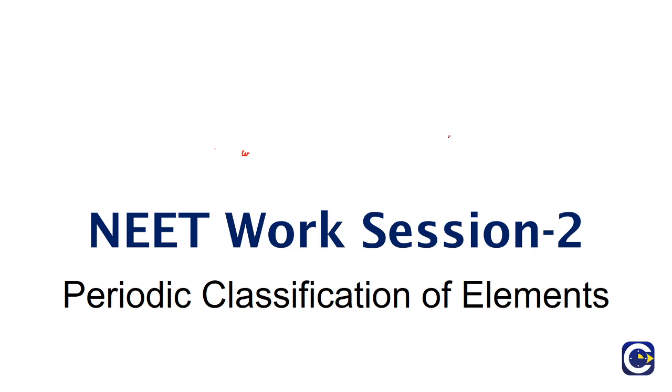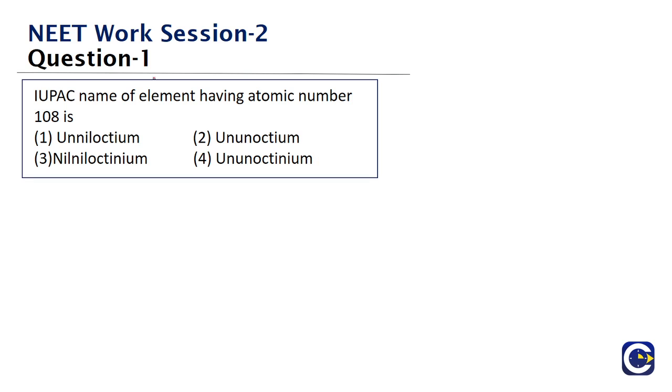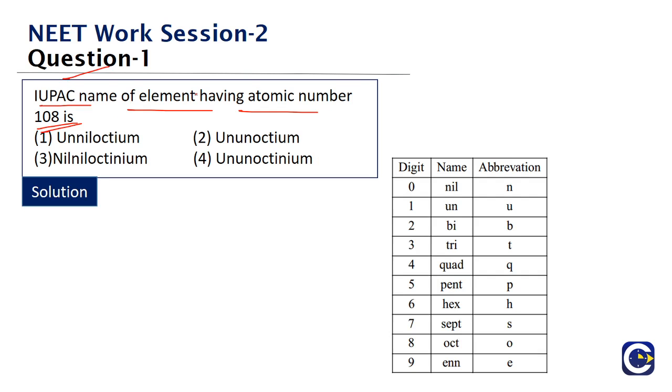Okay, so we'll start with the first question. This is the question on the IUPAC naming of the elements. IUPAC name of the element having atomic number 108. So how will the IUPAC names be given? We have the digits, the corresponding name, and the abbreviation. Here we have to give the IUPAC full name, not the symbol. We'll do both because it will be like a quick revision.